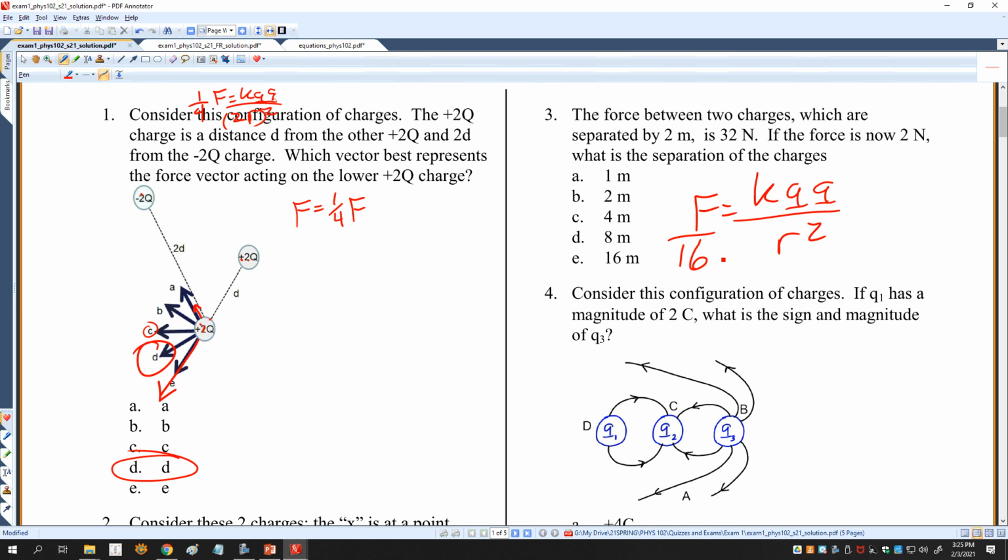That means that I have a factor of 16 by which it decreases. It goes from 32 to 2. I divided by 16 to get to 2 newtons. In order to get that factor of 16, I have to have a factor of 4 right here because it's squared. So the distance now has increased by a factor of 4. That is, it's gone from 2 meters to 8 meters.